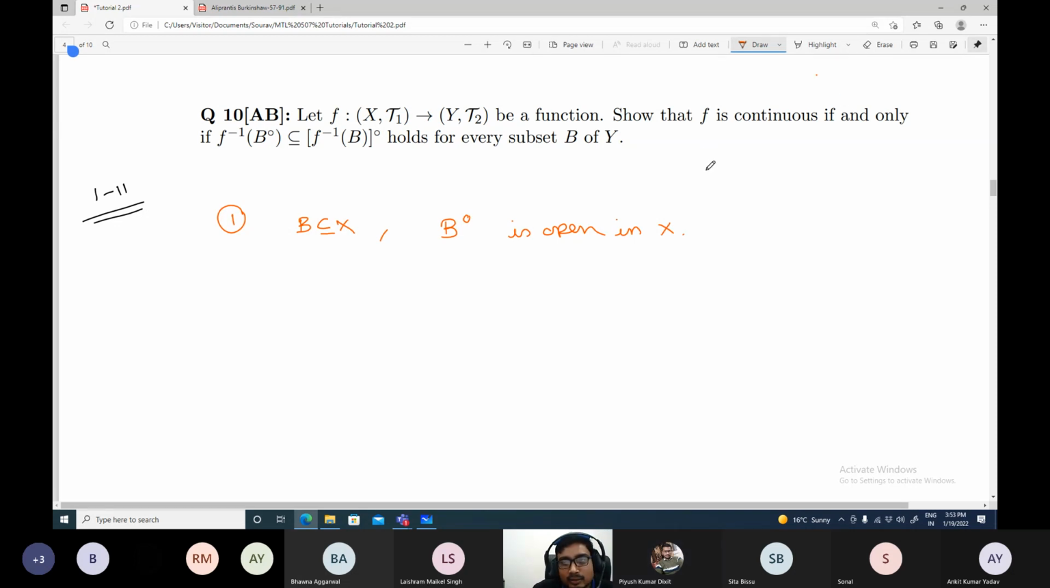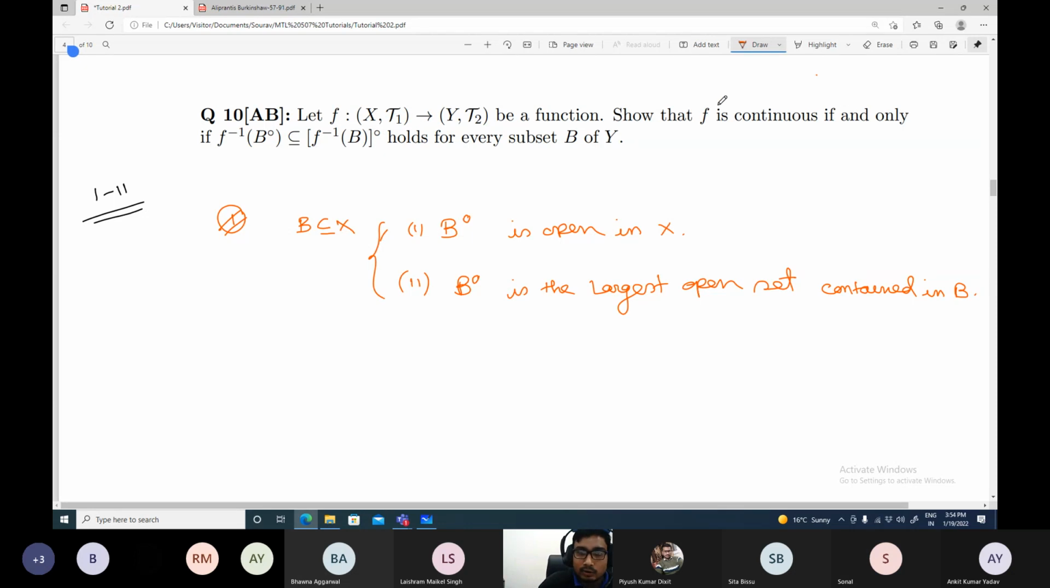Yes, sir. Everyone knows it? If there is someone who doesn't know, please tell me. I will prove it. And the second one is that B naught is the largest open set contained in B. So we will use this fact only.